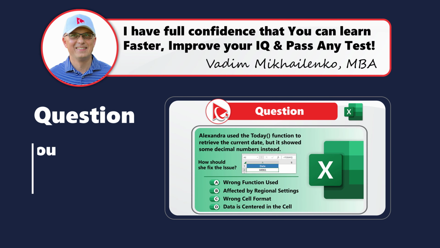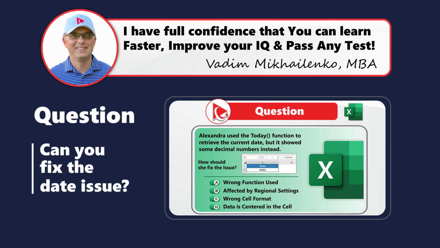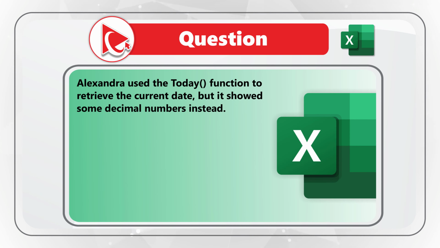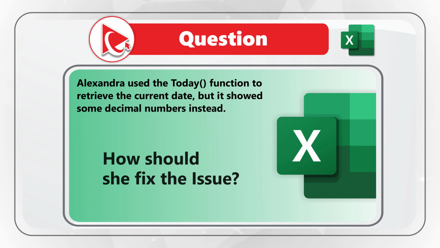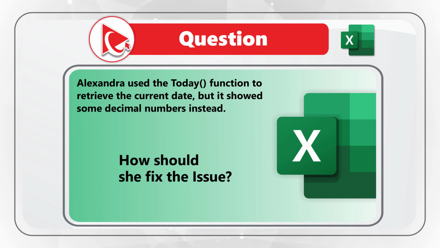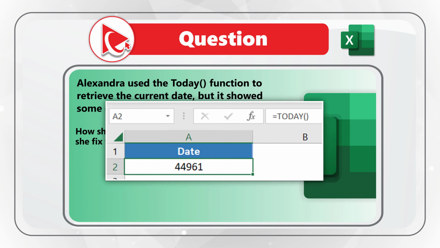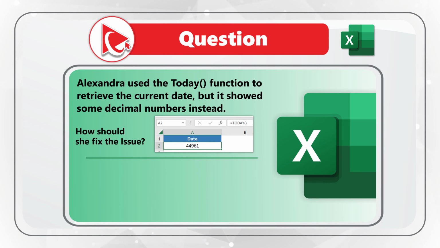Here's an amazing question which is not as easy to solve as it seems. Alexandra used the TODAY function to retrieve the current date, but it showed some decimal numbers. How should she fix the issue? You're presented with a snippet from Excel, which shows the date as well as the format in cell A2. And it shows that in the formula bar, it used the TODAY function. You need to select one of 4 different choices.